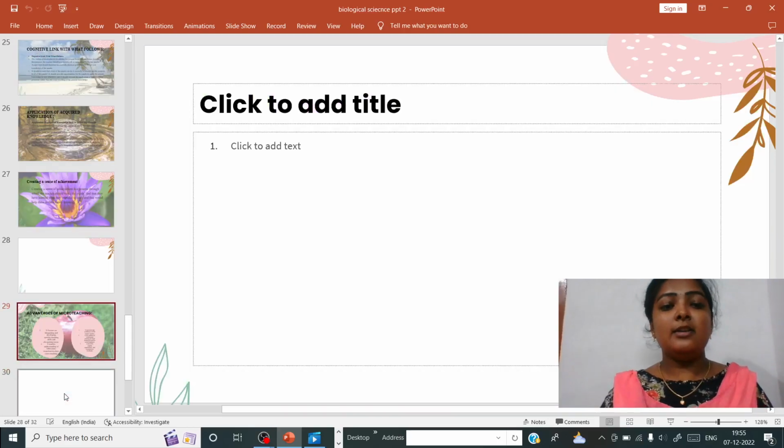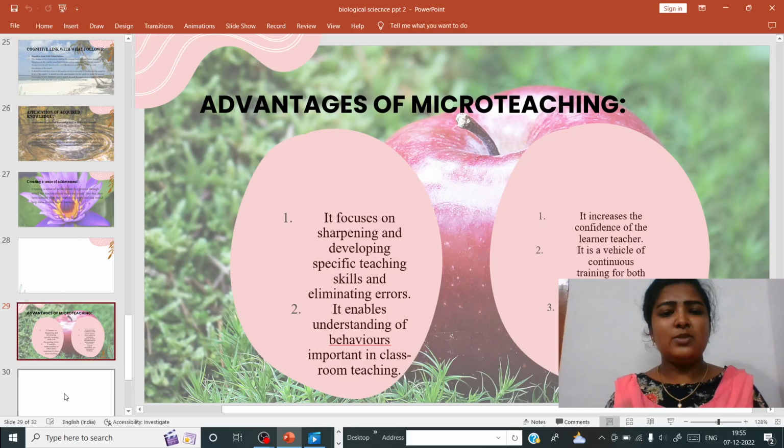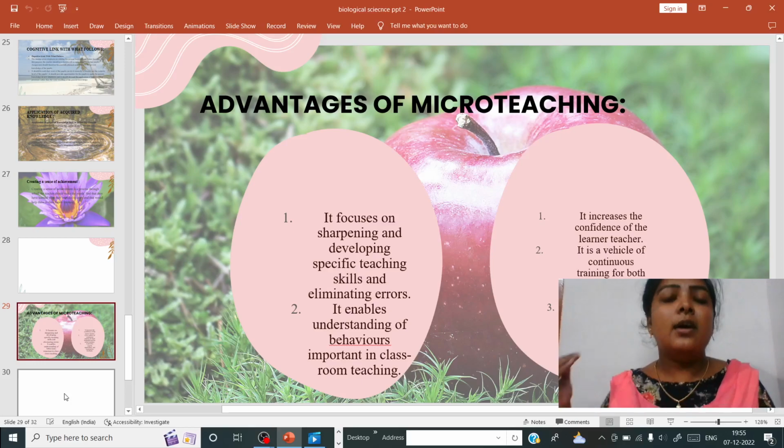And there are some advantages of microteaching. It focuses on sharpening and developing teaching skills and eliminating errors. We also have to overcome negative comments, and it enables the understanding of behavior that is important in classroom teaching. Afterwards, it provides expert supervision and constructive feedback also.